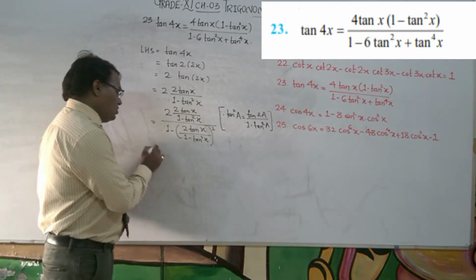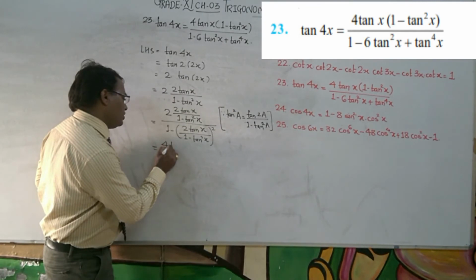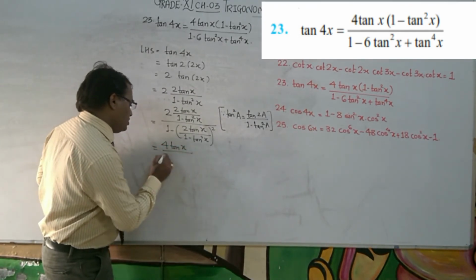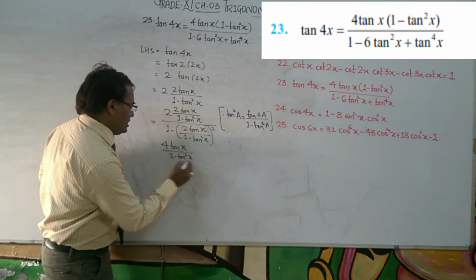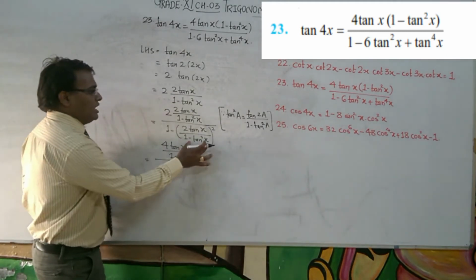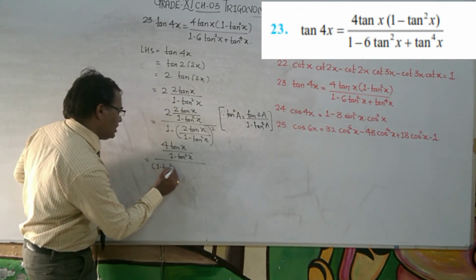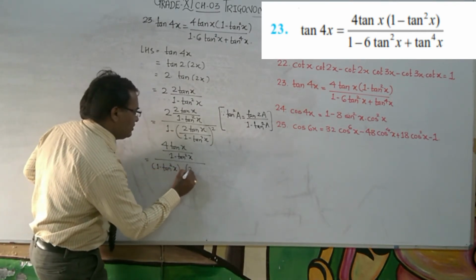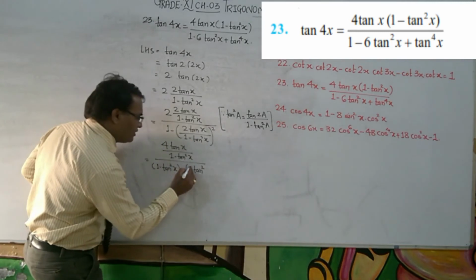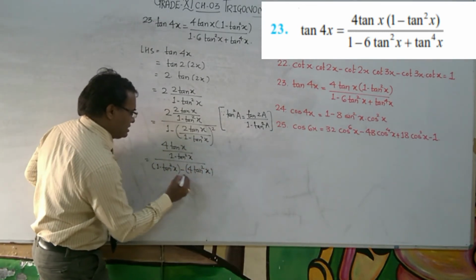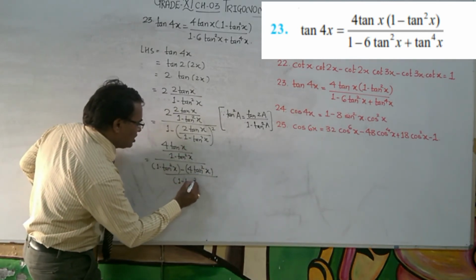Okay, and now what will happen to this? This will be solved as 2 into 2, that is 4 tan x upon 1 minus tan square x, total divided by, now this term into 1 will be 1 minus tan square x, then minus, then it will be 2 tan square x. Now what is the square of 2? It will become 4 tan square x, total divided by this term's square, that is 1 minus tan square x, its square.